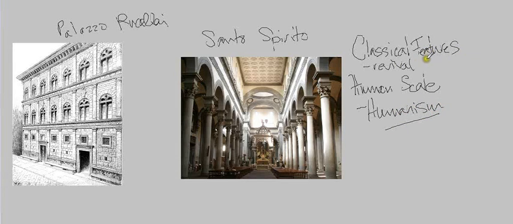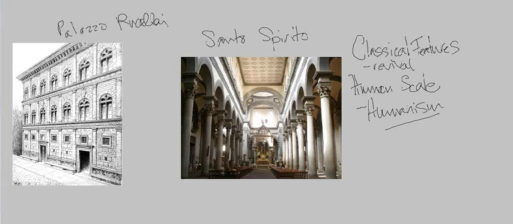And humanism was that emphasis on learning and civic engagement and interest in the individual, which is where this interest in a more human scale building comes into play. So these are sort of what's going on in the Renaissance and the things you really need to know about the Renaissance. Well, how does this all relate to what we're talking about today?